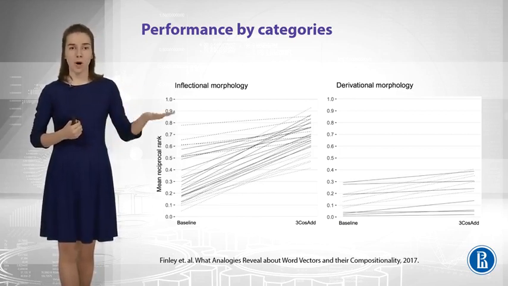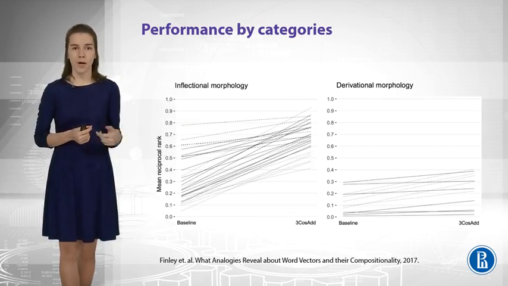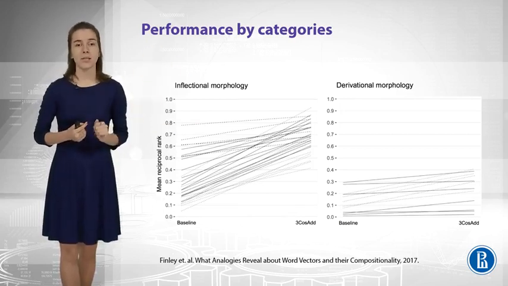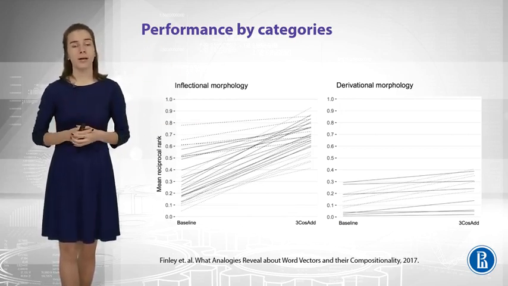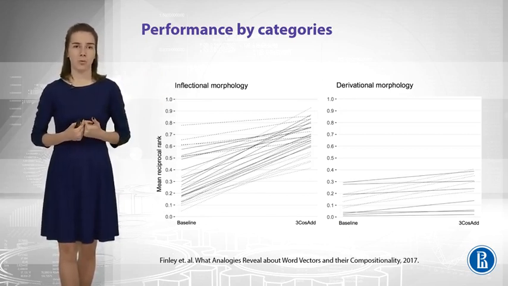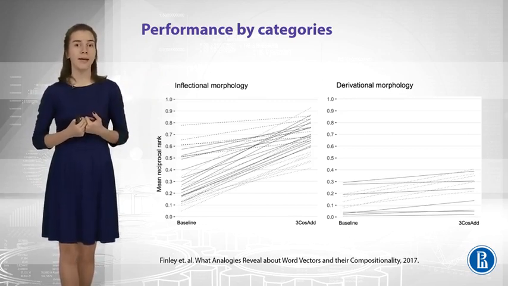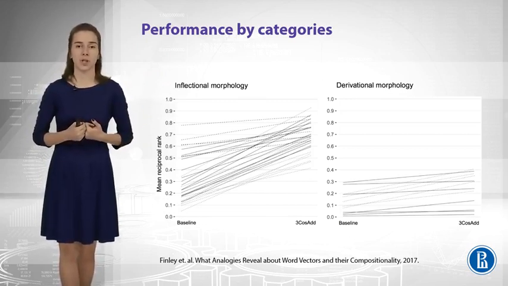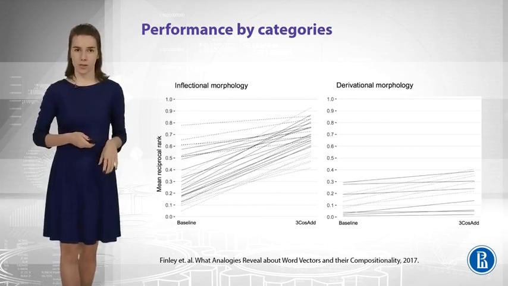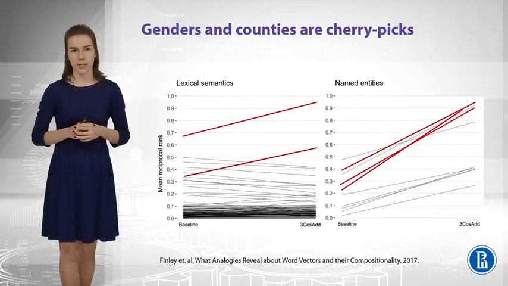So it means that horizontal lines show you that Word2Vec is no better than the baseline. When the line has a high slope, it means that Word2Vec does a good job. So you see that for inflectional morphology, which is an easier task, Word2Vec performs well, and for derivational morphology, all the lines are horizontal. Now, what happens with semantic analogies?